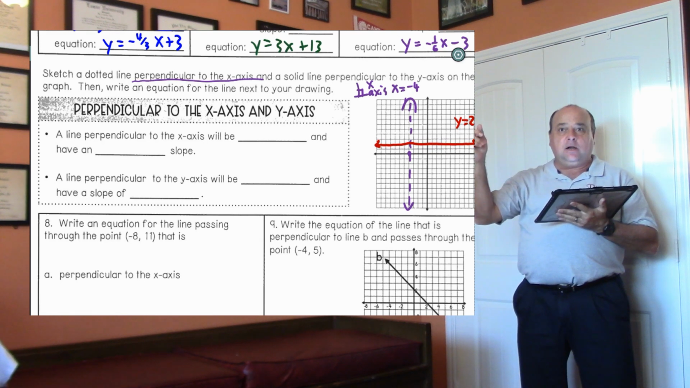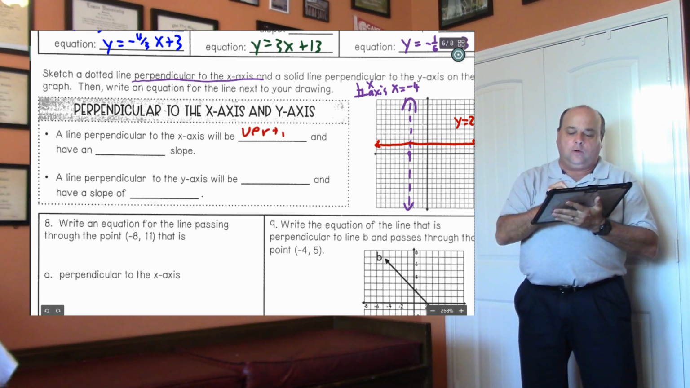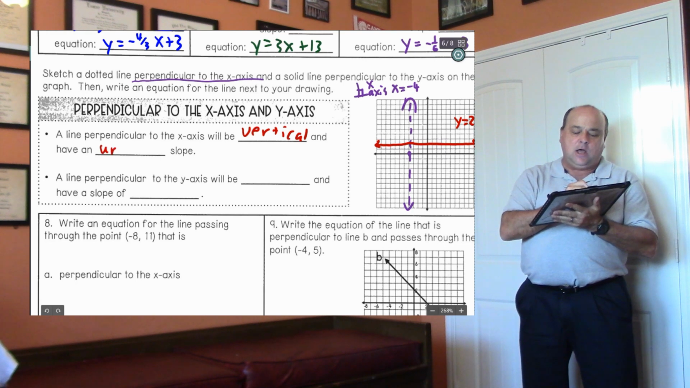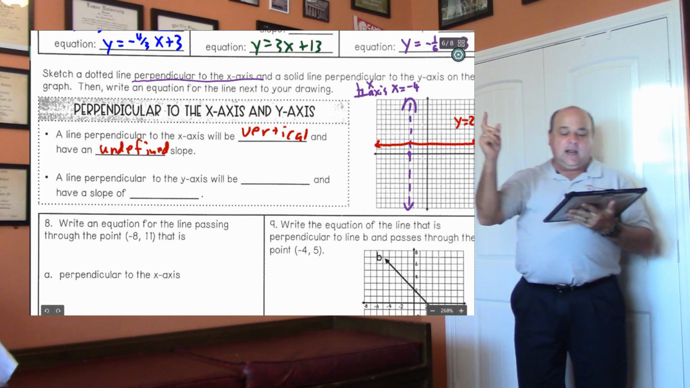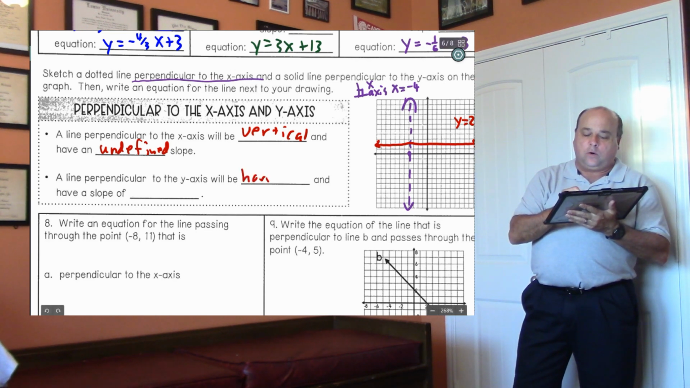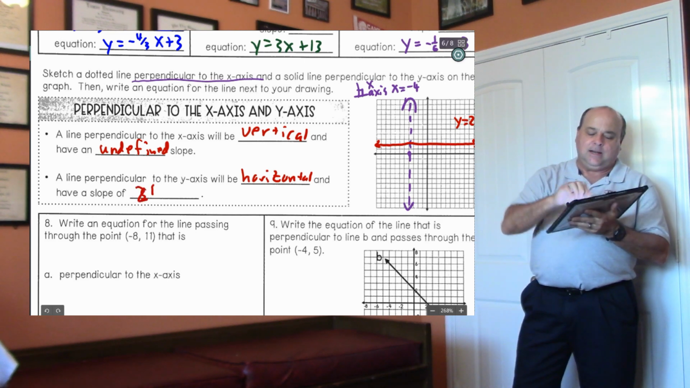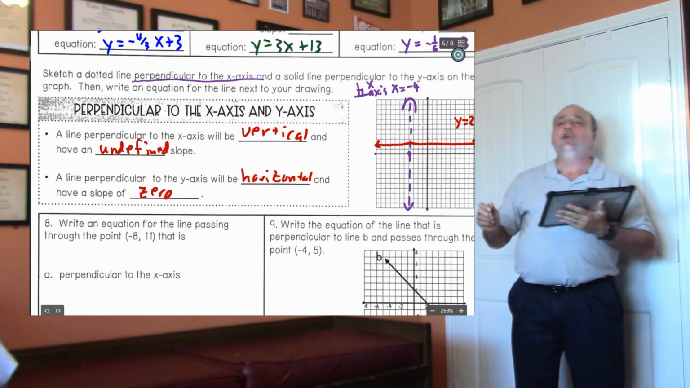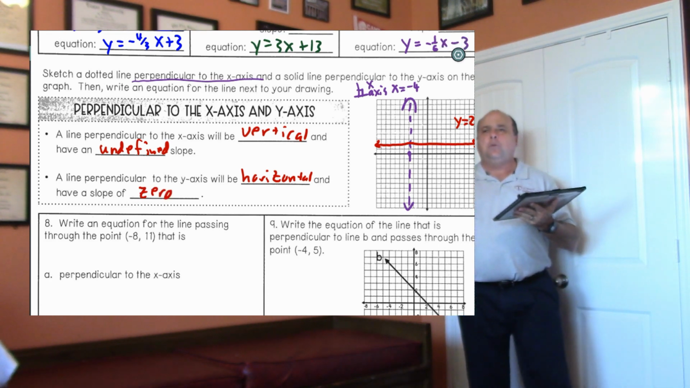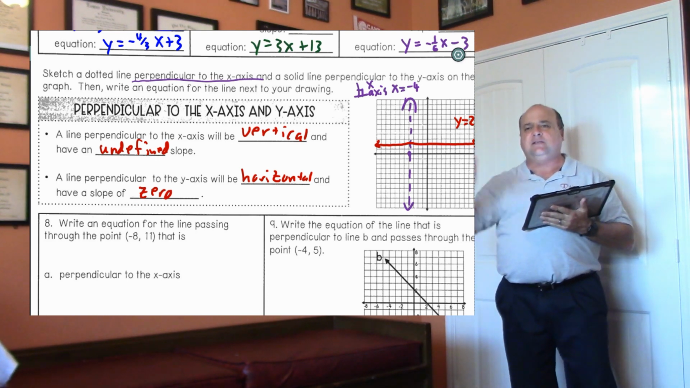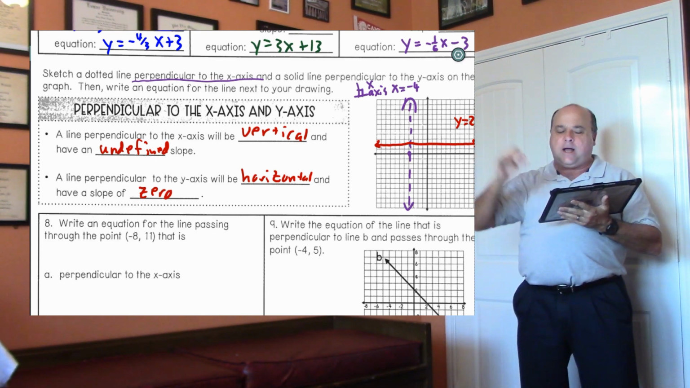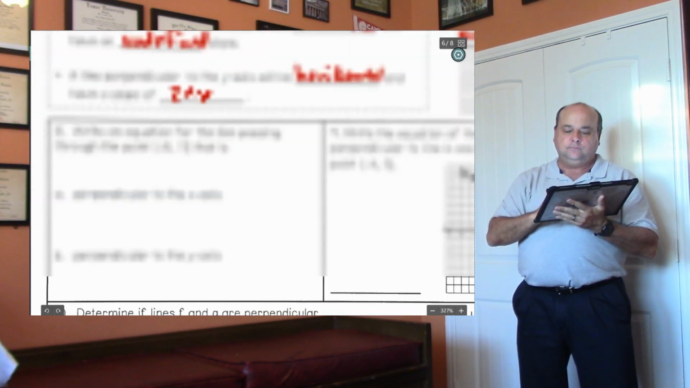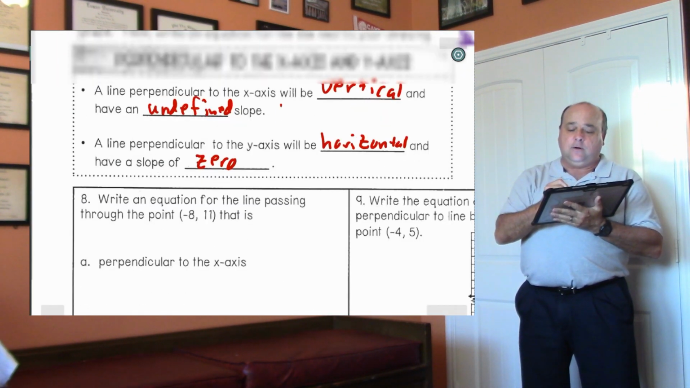A line perpendicular to the x-axis will be vertical and have an undefined slope. A line perpendicular to the y-axis will be horizontal and have a slope of 0. Let me spell that right. That is a huge concept, okay? So if it's perpendicular to the x-axis, it's going to be x equals. Perpendicular to the y-axis, y equals. Okay? You might want to write this down.